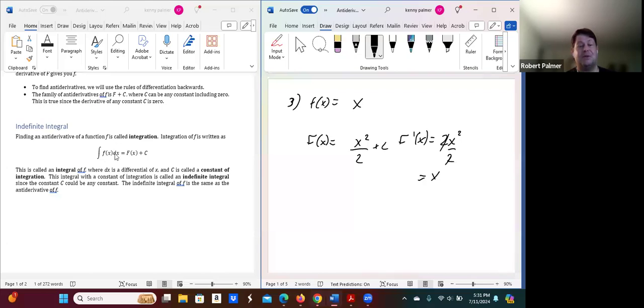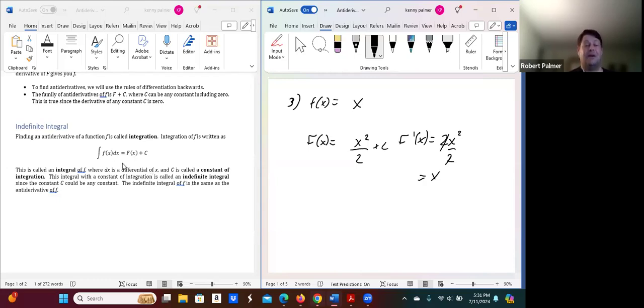And basically, this just means doing the same as an antiderivative. Okay. Once again, this is called an integral of f, where dx is a differential of x. And once again, c is what's called the constant of integration. So anytime we do this antiderivative, we have the constant of integration. And because we have the c, this is called an indefinite integral.